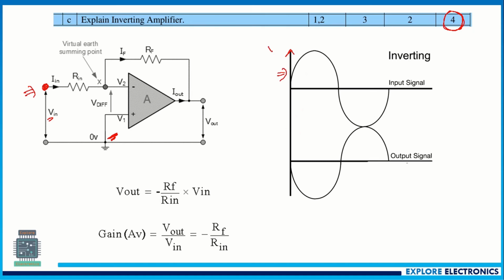Let me write it as Vin, and here we are going to get the output 180 degree phase shifted. This is the 180 degree phase shifted output. Why? Because we are applying to the inverting terminal, and you can see here the output will be minus RF divided by Rin into Vin is the expression, and the gain, if you take it, is minus RF divided by Rin.